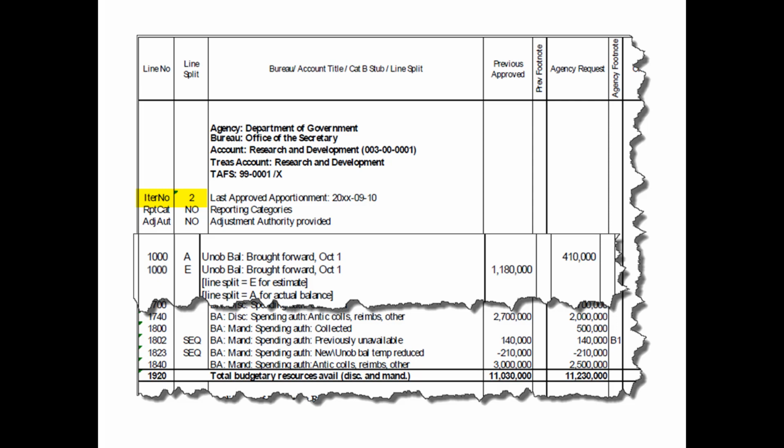in a fiscal year. If you use the OMB system to create a request, the apportionment system automatically puts out the iteration number in the line split column, as well as puts the last approval date in the line stub column.